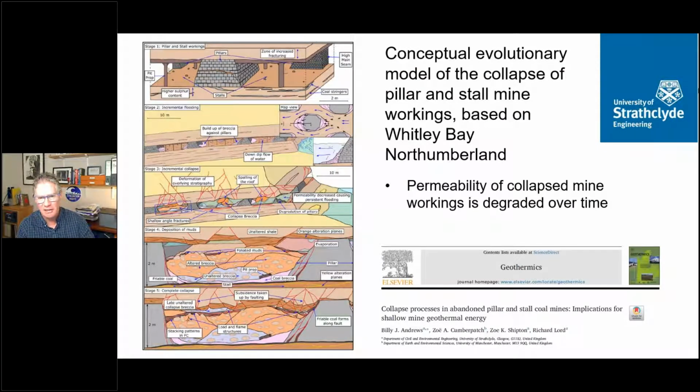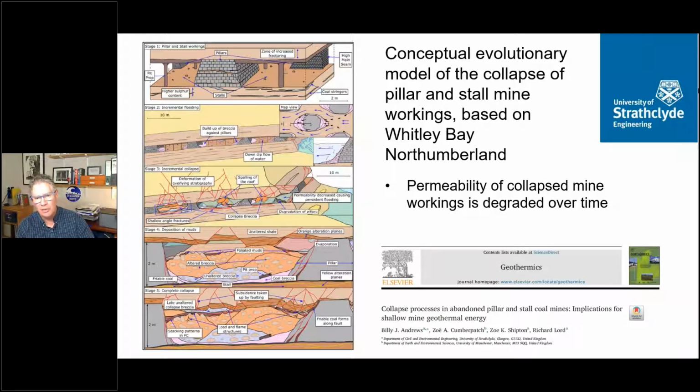So again, some of my colleagues at Strathclyde have been looking at this in a little more detail, trying to model the actual collapse process that occurs in these types of workings. I've taken this diagram from their paper in Geothermics. One of their key findings is that the permeability of these workings is degraded over time, partly through spalling of the roof, partly through intermittent inundation with groundwater, which leads to deposition of muds and altered breccias within these former voids. And ultimately, with some of the subsidence taken up by faulting, you can lose some of the permeability in these former workings. So they're not the hollow channels that you might expect.